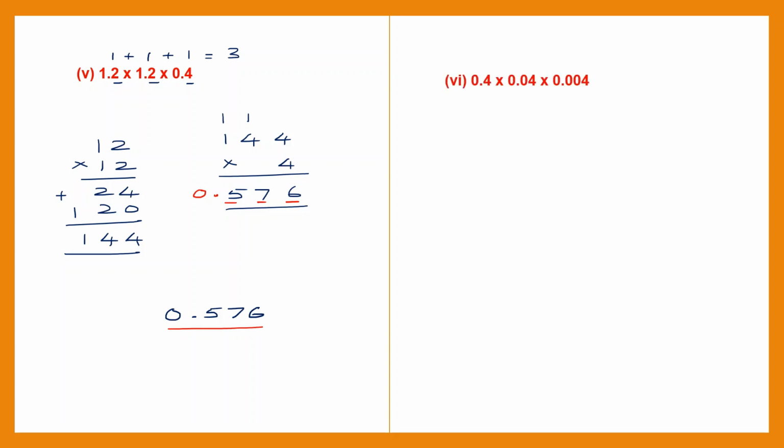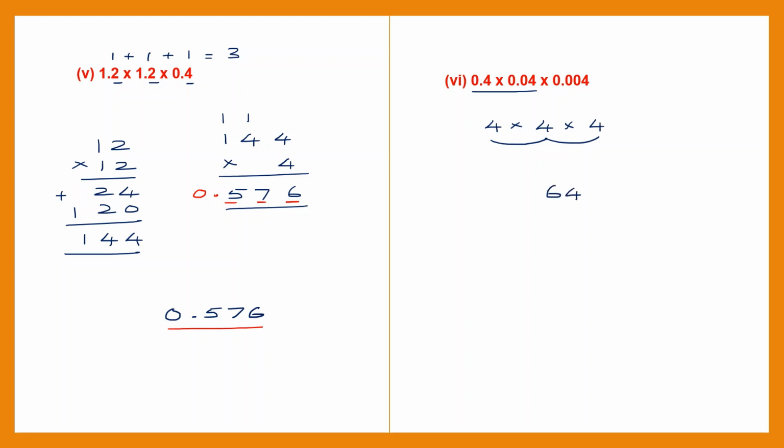Question 6. So here we have 0.4 into 0.04 into 0.04. So if we take only this, ignoring the point, the first number is 4. The second number, if you ignore the point, read the number. You don't read it as 04, you say 4, isn't it? The next one also, if you ignore the point, it is 4. So let's multiply this first. 4 4s are 16 and 16 4s are 64.